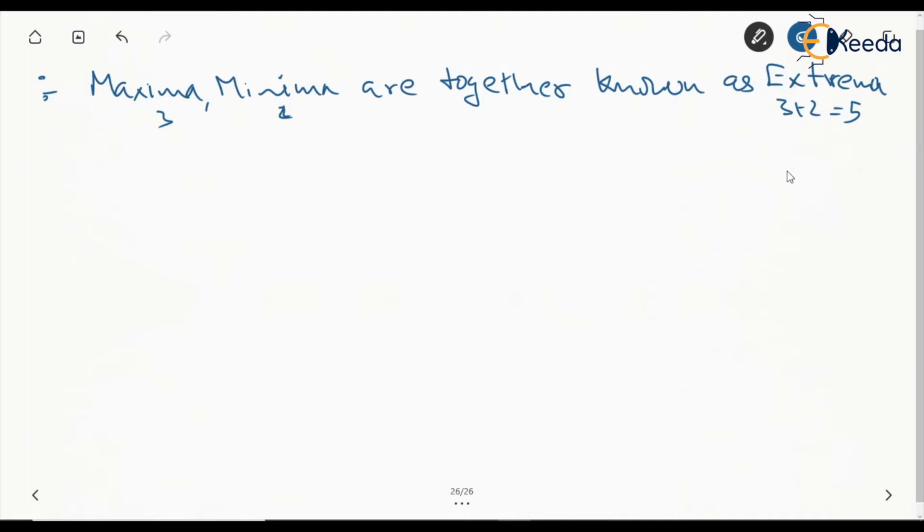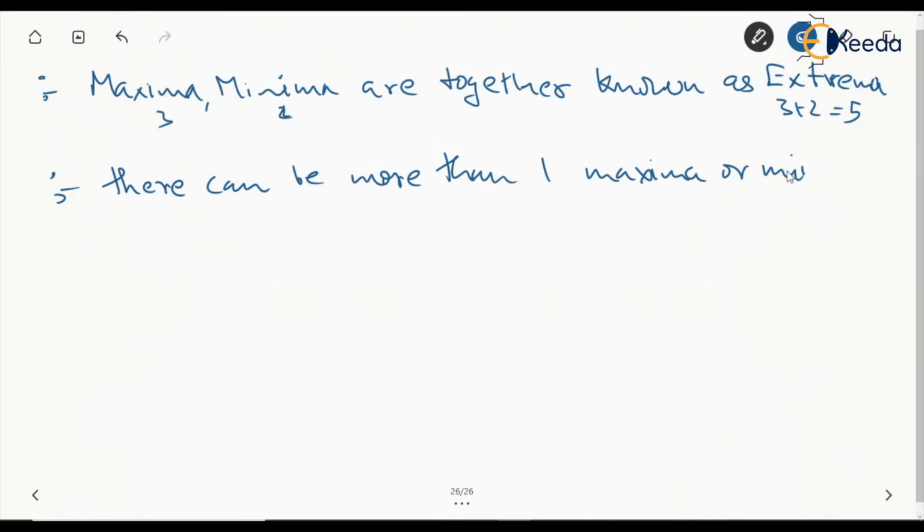And by this I have already made it clear that there can be more than one maxima or minima in the interval or the domain. So there can be more than one maxima or minima.